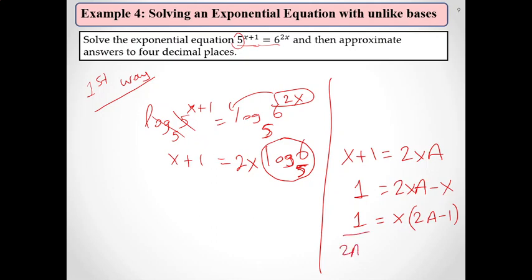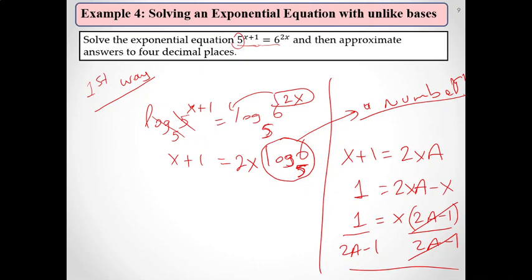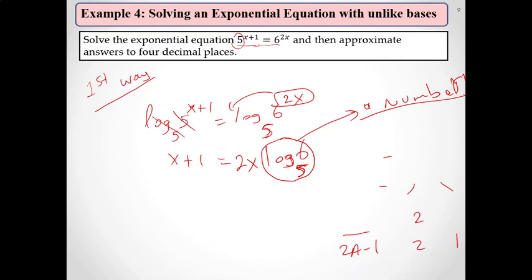and you divide both sides by 2A minus 1, and then get x. So you have to treat this one as a number. This is a number. It's just a number like A here. It can be, but it is written in terms of log, so don't let it confuse you. This is just a number. If I put A there, it would be A. Now, what do you get?